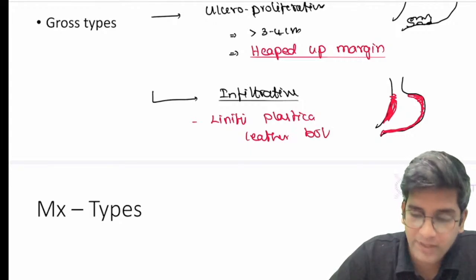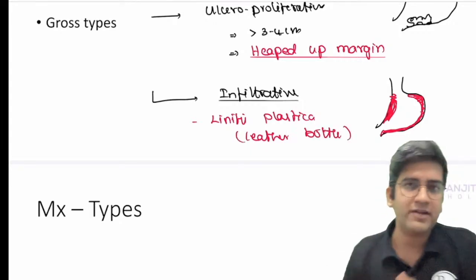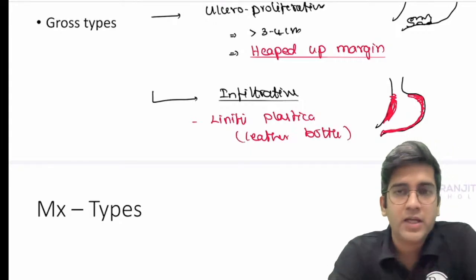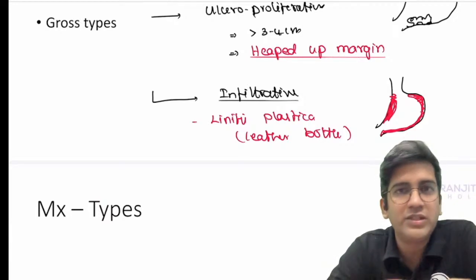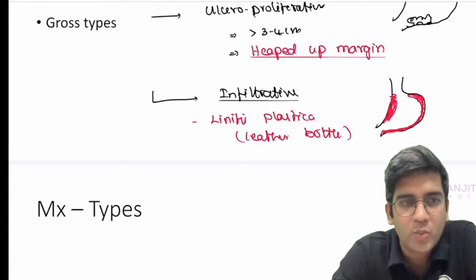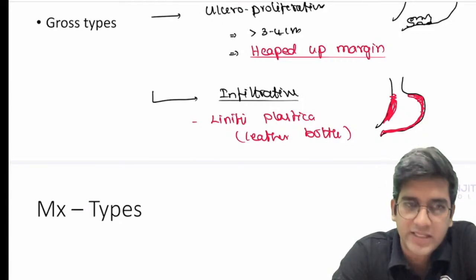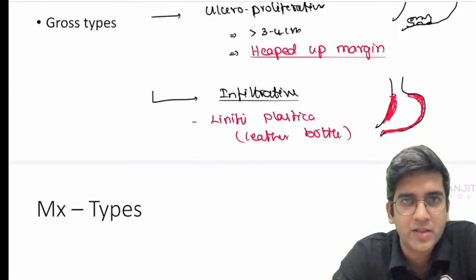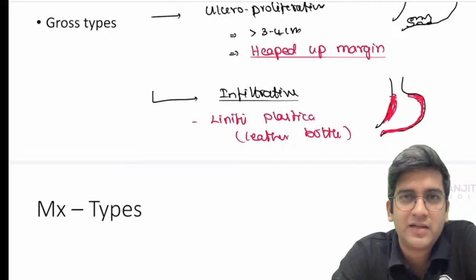So there are 2 primary gross findings, and obviously I'll have multiple microscopic findings, right? What are the microscopic findings? How do you classify the gastric cancer microscopically? I'm sure you know one classification. I wanted to introduce 2 classifications, though we have read both of them separately, but we'll try to combine both of them together here.